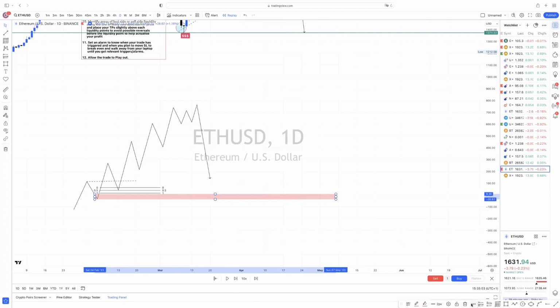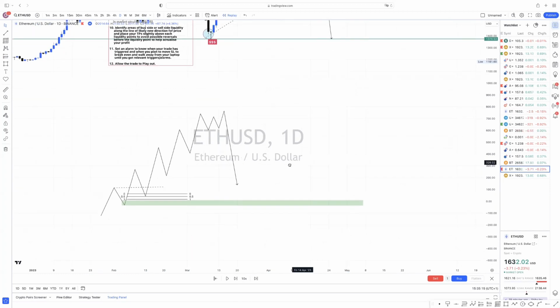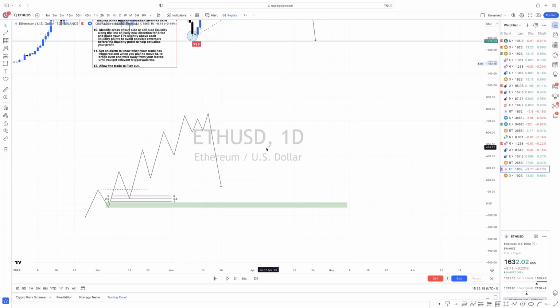Now, look at this. I want to make this one green so that I can differentiate a bullish order block from a bearish order block. Don't bother about all these terminologies if you don't understand them yet, but just follow my explanation. I'll try my best to explain to you.